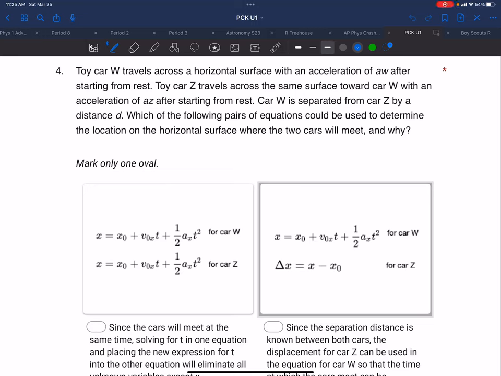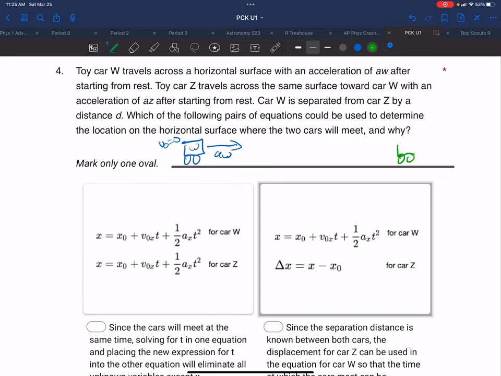In this question, we have two cars traveling on a horizontal surface. So we'll make it up like this. And we have a car W. It has an acceleration of aW. Its initial velocity, we are told, is 0 because it's starting from rest. And then we have Z traveling across the same surface toward car W.